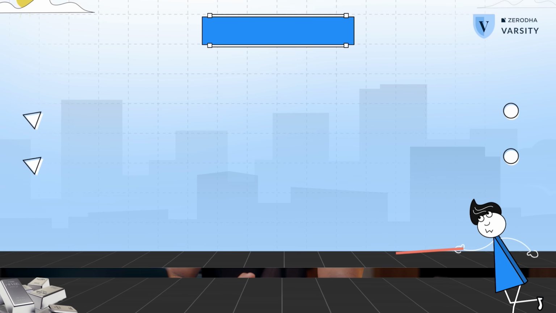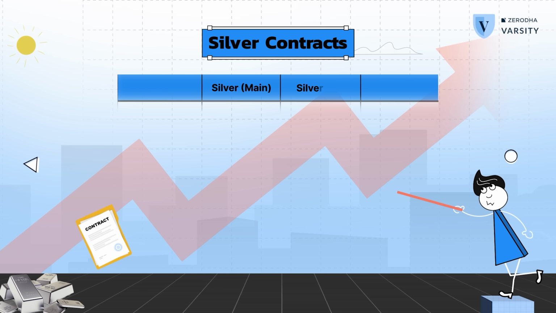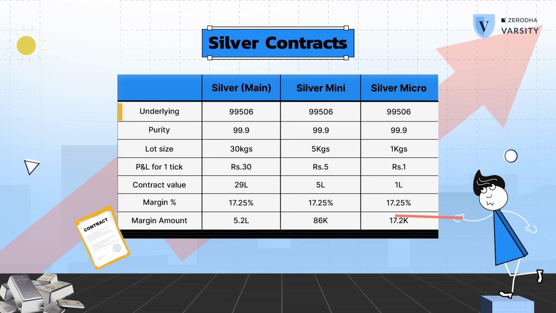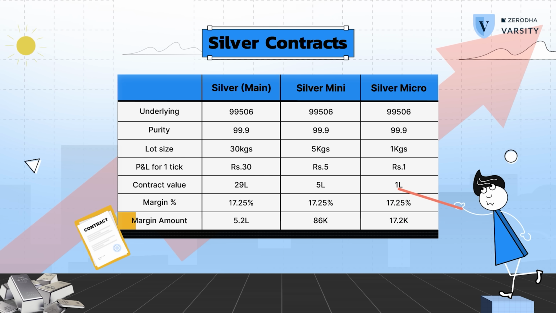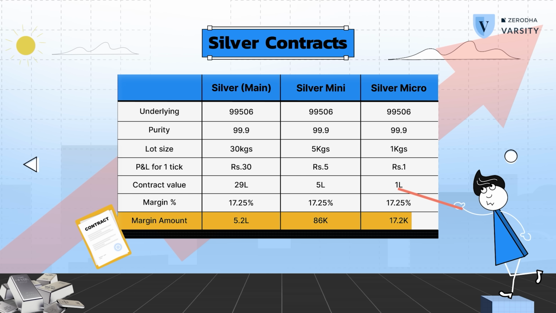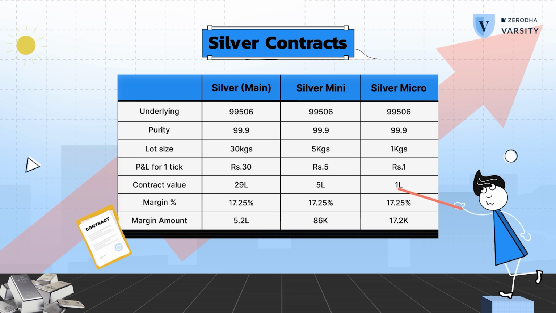Lastly, before I end this video, let's quickly talk about silver. Silver has three contract variants: Silver, Silver Mini, and Silver Micro. The price is quoted for 1 kg of silver. The margins to trade silver futures vary from 5.2 lakh for the main contract to about 17k for Silver Micro. There are no option contracts on silver as of today.